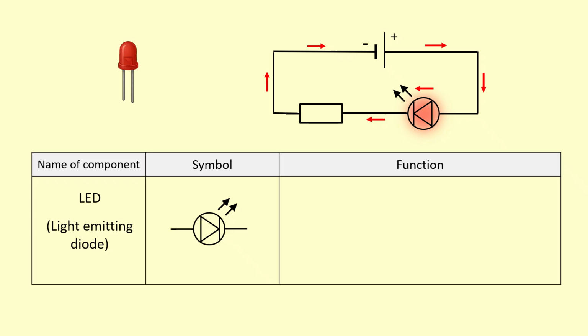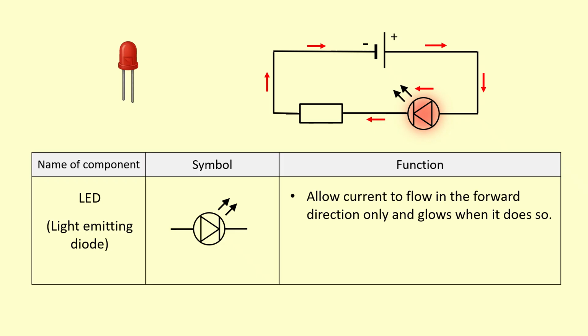Of course, you could have different color LEDs as well, but this one here is red. So it allows current to flow in the forward direction and glows when it does so. But now let's connect it the other way around. Now instead of turning the diode around, I'm going to turn the battery around, or the cell around.